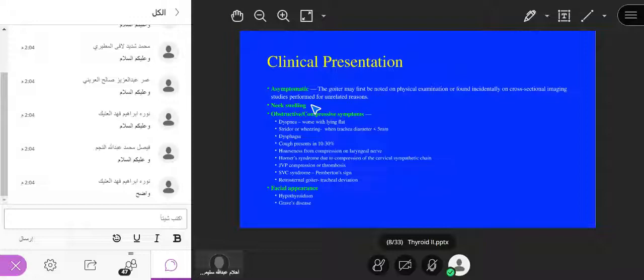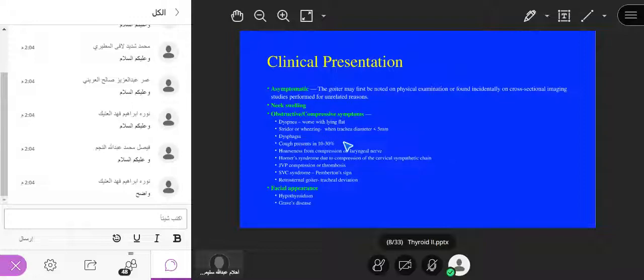Patients may come saying they have neck fullness, a lump in the neck, or obstructive or compressive symptoms, meaning obstruction or compression of adjacent structures. Compression of the trachea can cause dyspnea, especially triggered by lying flat. Stridor or wheezing occurs if the pressure is enough to reduce the tracheal diameter to less than 5 millimeters; then they present not just with dyspnea but also with stridor or wheezing.